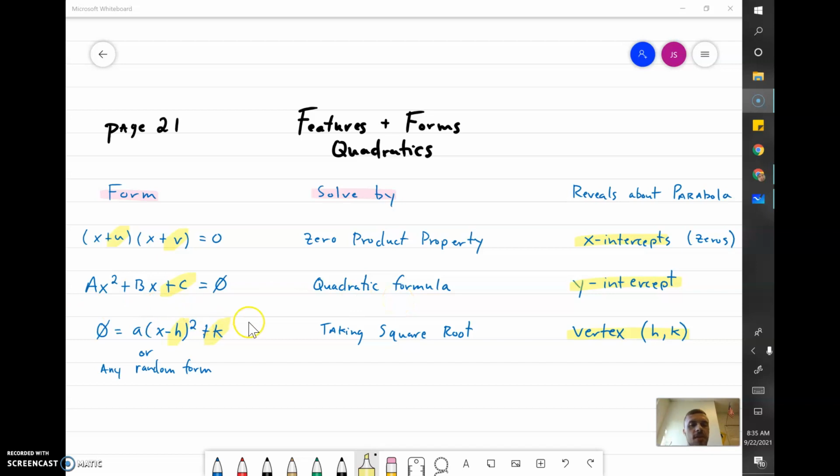We put in a, b, and c. And then in vertex form, we solve by taking the square root. We would get rid of the k value, the a value, then the square, then the h value. And so we've got these different methods that we can use to solve a quadratic based on the form that it's in. The big thing to remember in factored form and standard form is that we've got to have an equal 0. So that'll be something that we look out for today. So let's go ahead and get into a couple problems.